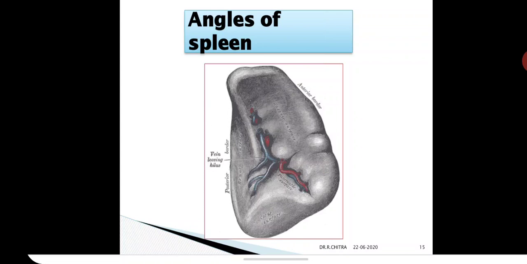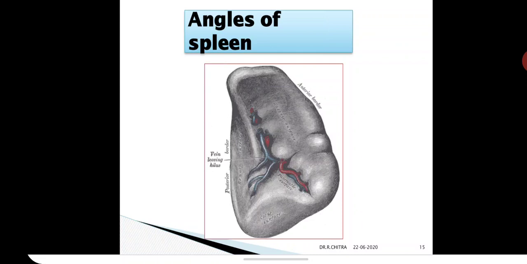In the image, which is an old image from the old Gray's Anatomy book, the superior border is given as the anterior border, and the inferior border is given as the posterior border. So the anterior basal angle is the junction of the superior border and the lateral end, which is called the clinical angle of the spleen.